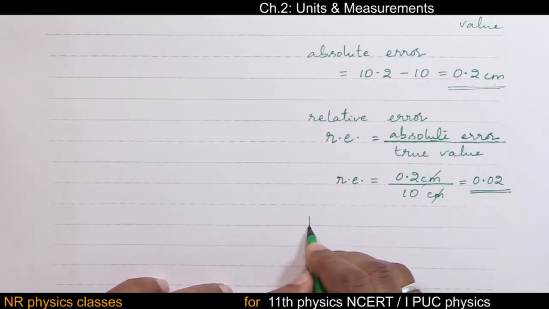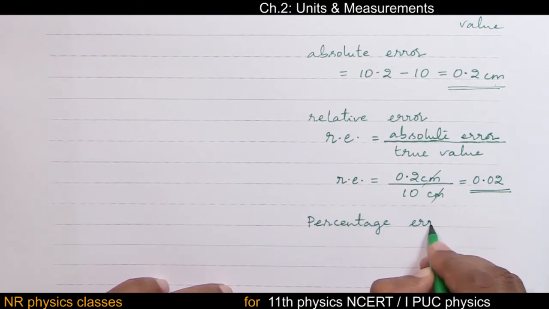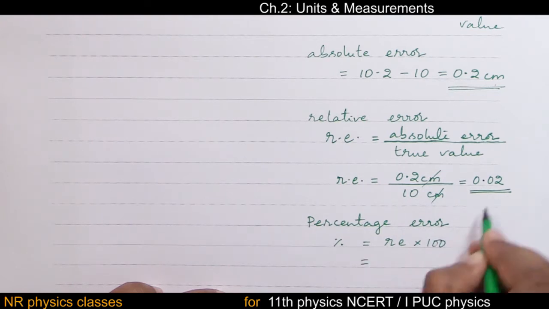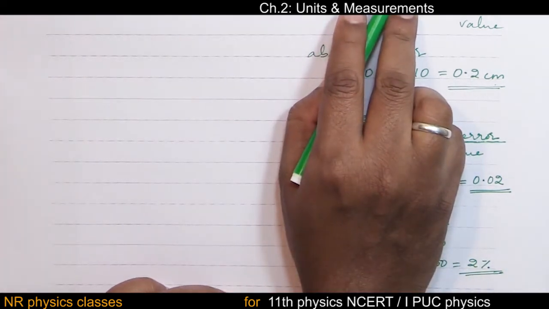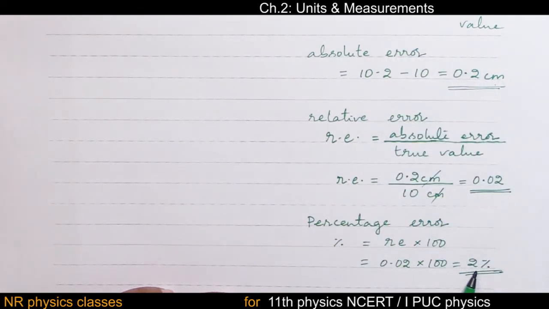Now, percentage error. Percentage error is the relative error multiplied by 100. So in our example, 0.02 is the relative error into 100, which gives 2%. So in the measurement of 10 centimeter, if somebody measures this as 10.2 centimeter, then we say that there is an error of 2%.